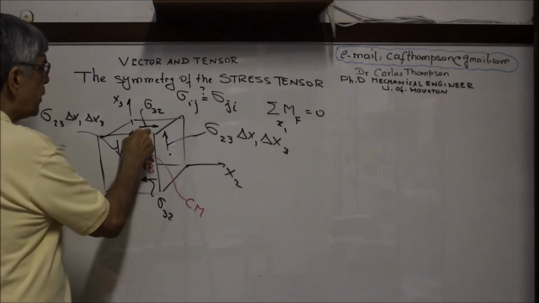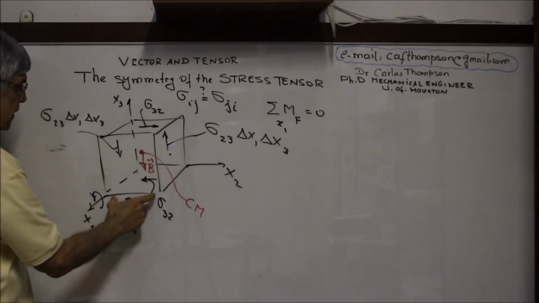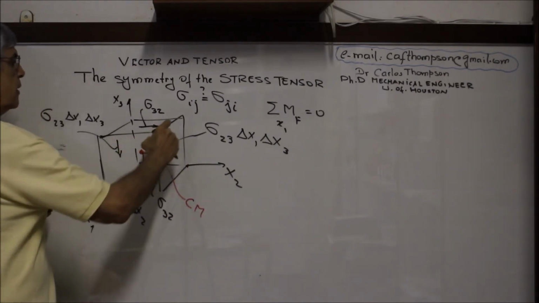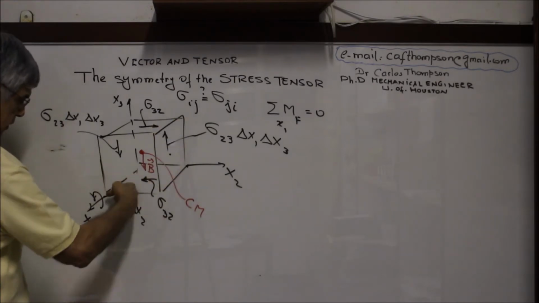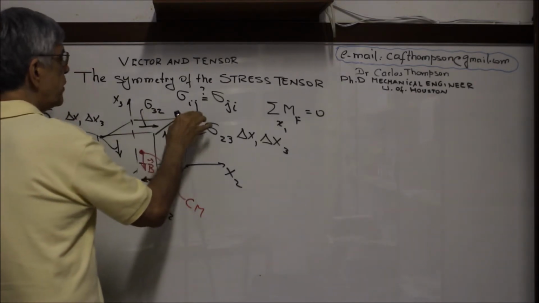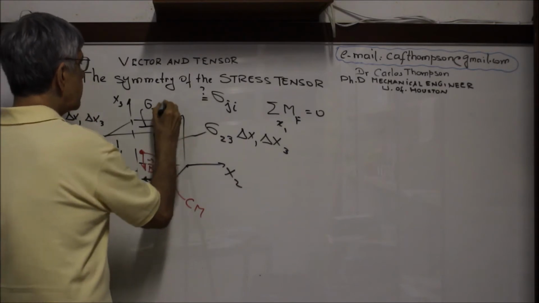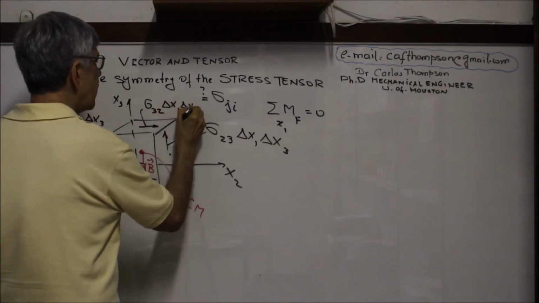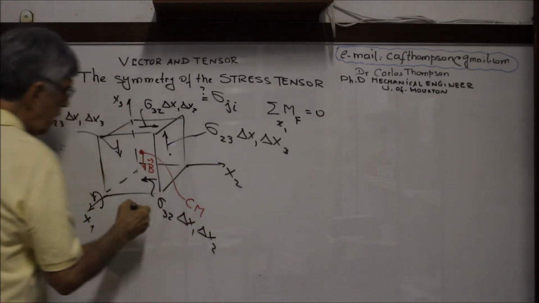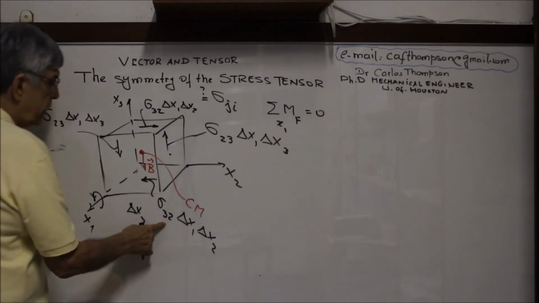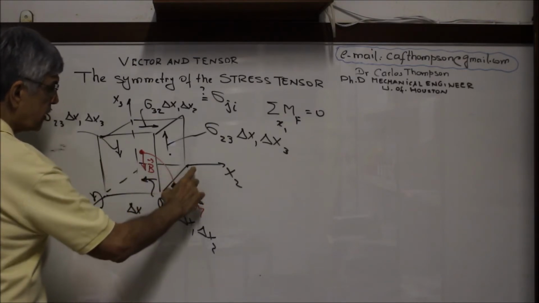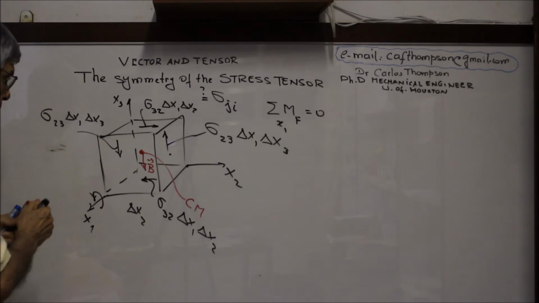Now, for this force over here, you see the area: this is delta x2, x2 over here, and this is delta x1, the direction x1. So the area over here is delta x1, delta x2. And here is delta x1, delta x2, because the shear stress is projected on this area. And this area is delta x1 times delta x2. This is force.